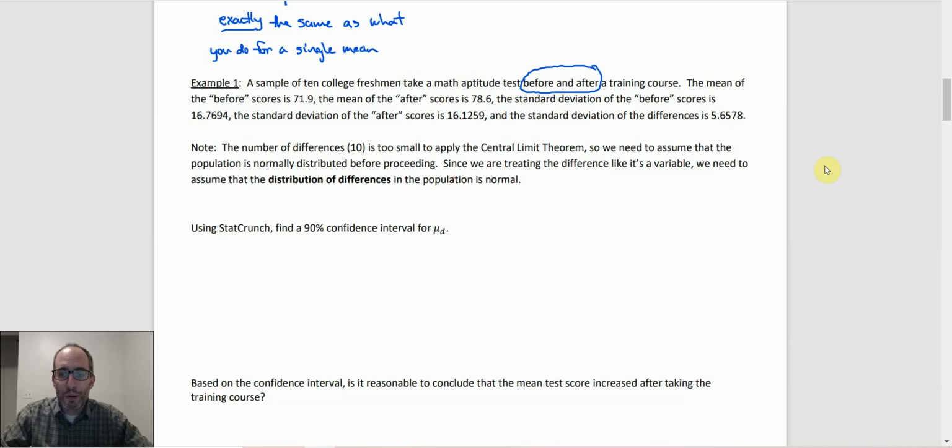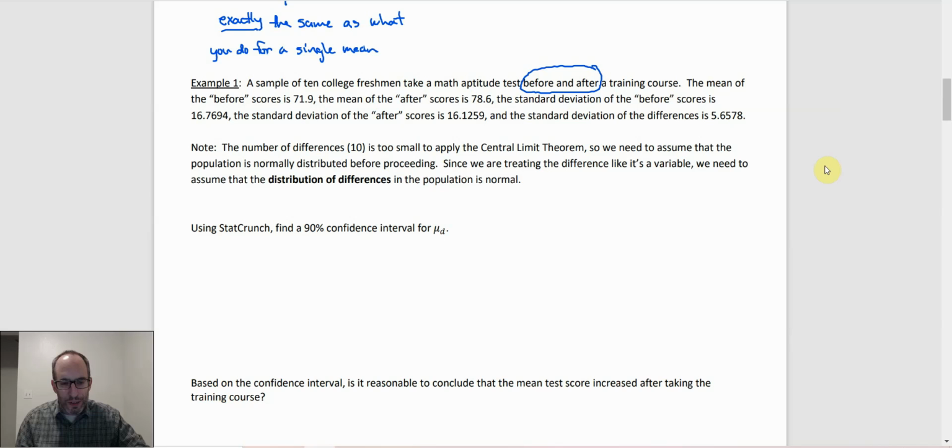Okay, note that there are only 10 differences. That's too small to apply the central limit theorem, right? 10's less than 30. So you'd have to assume the population is normally distributed. And here the population is the distribution of differences in the population. We've got to assume that that's normal. We have to make that assumption because the sample size is small, but then how do we actually get the confidence interval?